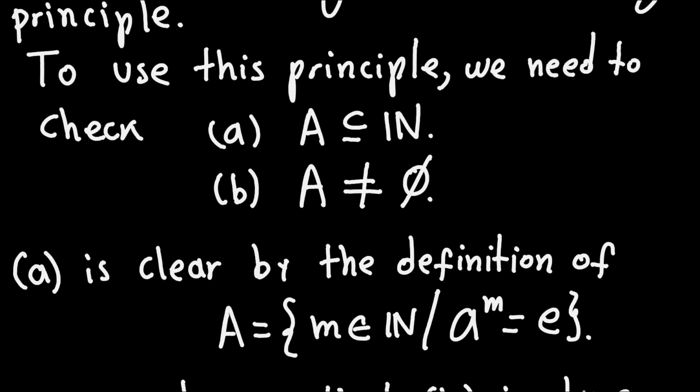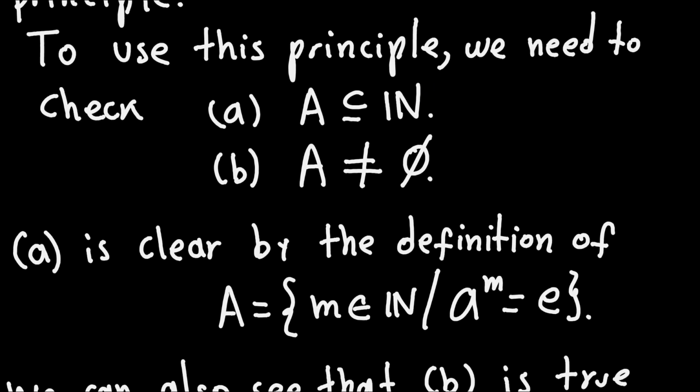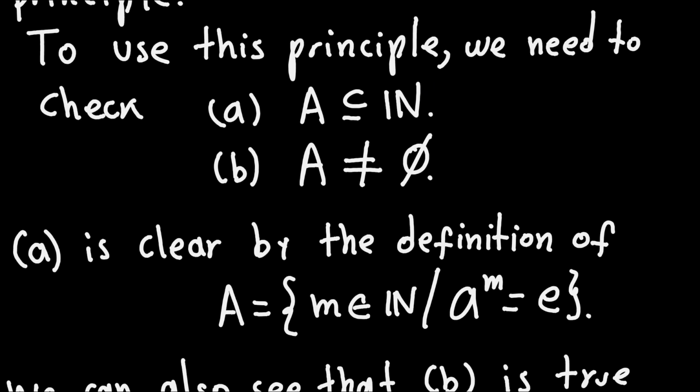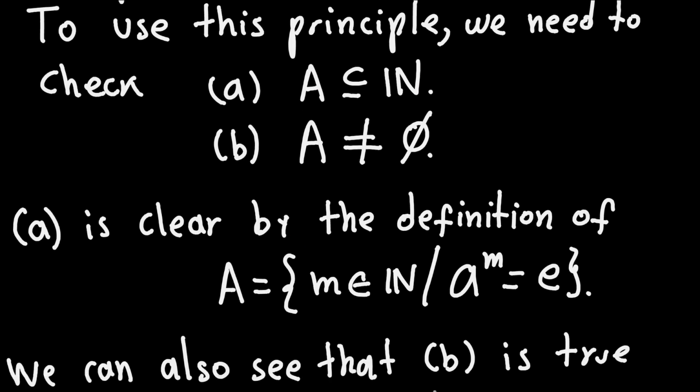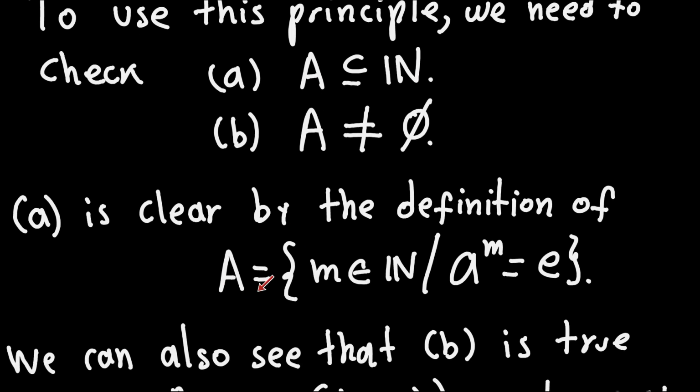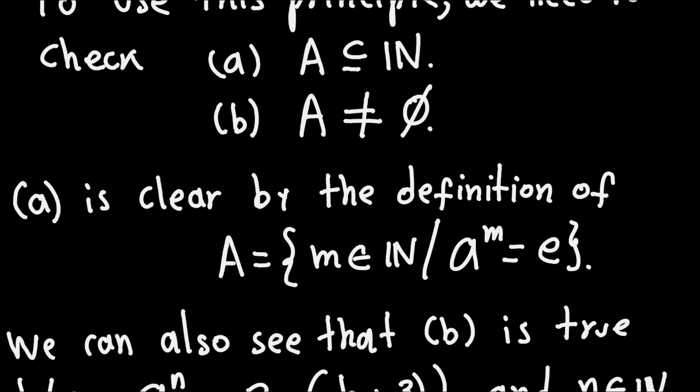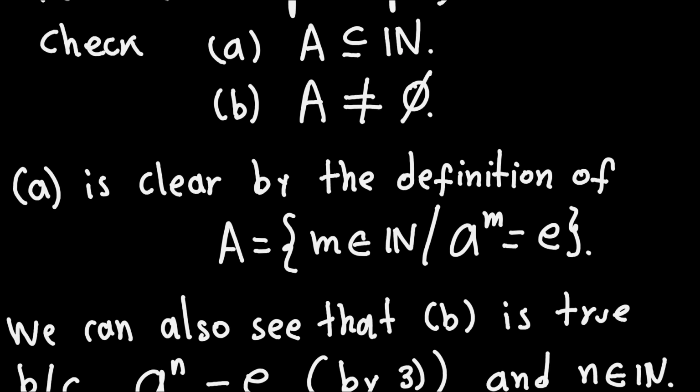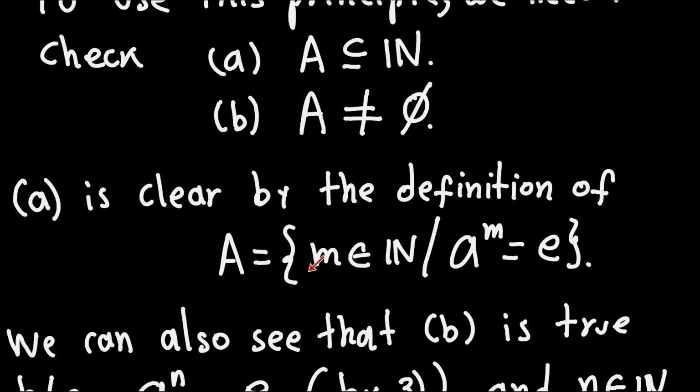Now, let's talk about A here. Why is A included in the natural numbers? Well, if you look at the definition, A is defined as the m's in the natural numbers that have this property. So A is made out of elements from the natural numbers, which means A is included in it. I'm not going to say much about that because it's just from the definition. If something is in A, then in particular it has to be in the natural numbers. So that proves that A is included in the natural numbers.